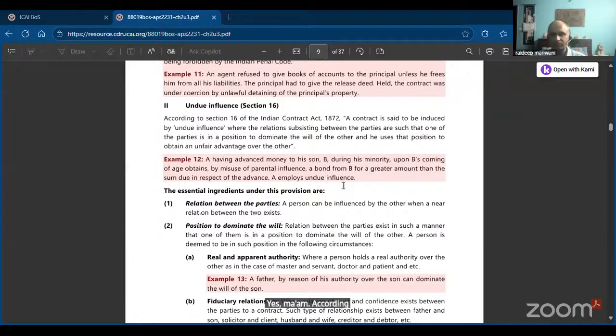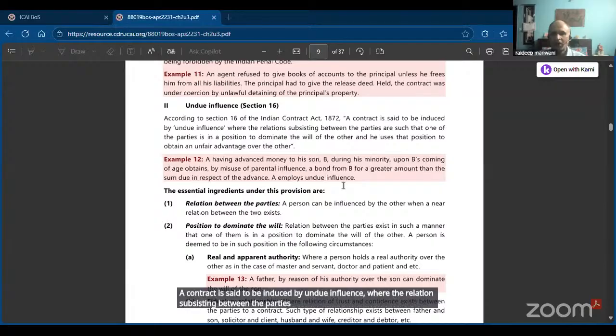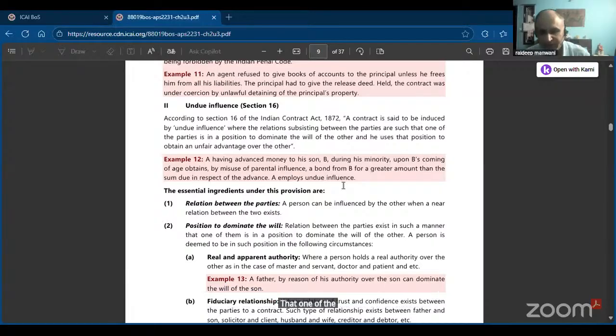According to Section 16 of the Indian Contract Act 1872, a contract is said to be induced by undue influence, where the relations subsisting between the parties are such that one of the parties is in a position to dominate the will of the other, and he uses that position to obtain an unfair advantage over the other.